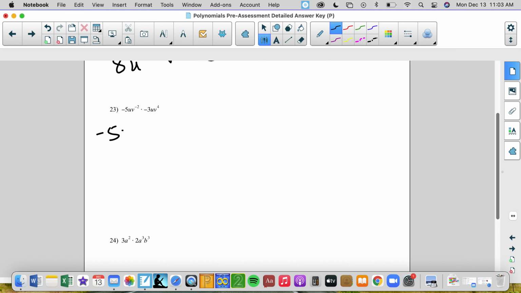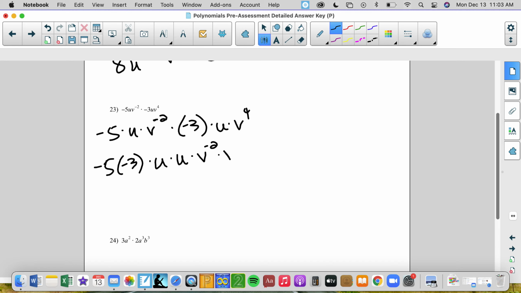Negative 5 times u times v to the negative 2, our first negative exponent, times negative 3 times u times v to the 4th. So we're again going to still keep those constants first. Let's look at the u. We have a u times u, and then we have v to the negative 2 times v to the 4th. That'll be fun. Negative 5 times negative 3 gives me 15.